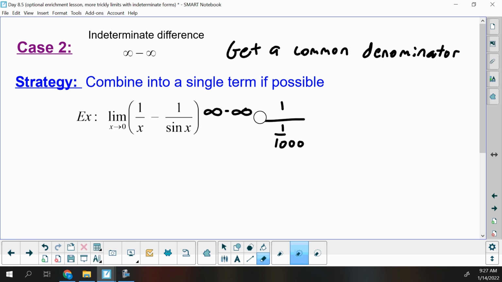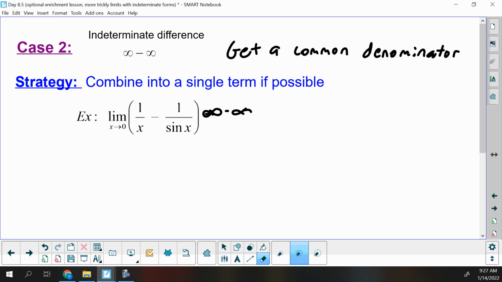Now you might be saying, well, what about if we go 0 from the left? Well, 0 from the left would make the 1 over x be negative infinity. And then we'd have minus 1 over sine x, 0 from the left would be negative infinity. That would be a plus. Notice that's still really infinity minus infinity. So either side of 0, we will get an infinity minus an infinity.